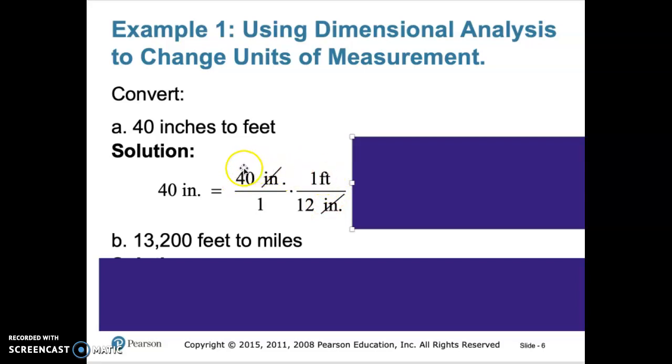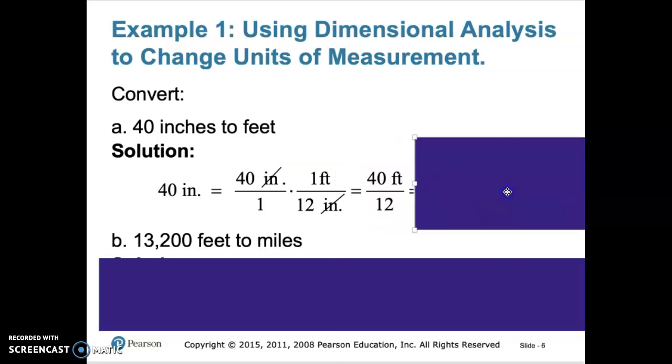Because notice now, when I multiply this, the unit inches here and the unit inches here are going to cancel out. When they do, what am I left with? Well, I have feet on the top, nothing on the bottom. So I've converted inches into feet. So now I'm just going to multiply across. 40 times 1 gives me 40. 1 times 12 gives me 12.